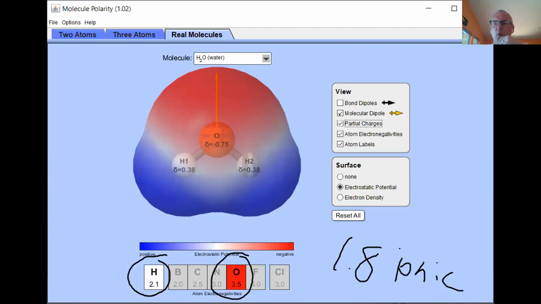Any questions about water? We're going to return to water a bunch of times because it's the most important molecule on the planet and everything. So I'll keep coming back to it. Any questions right now about it?